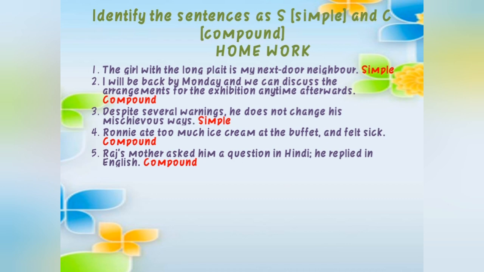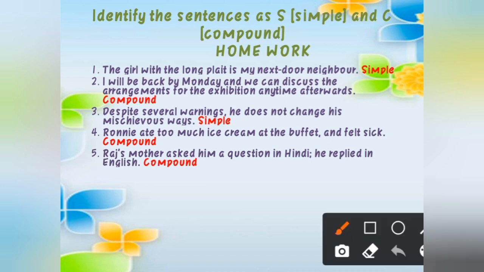Raj's mother asked him a question in Hindi; he replied in English. Now again, two complete sentences: Raj's mother asked him a question in Hindi, and the second sentence is also complete, and they are joined with a semicolon. So this also tells you this is a compound sentence.